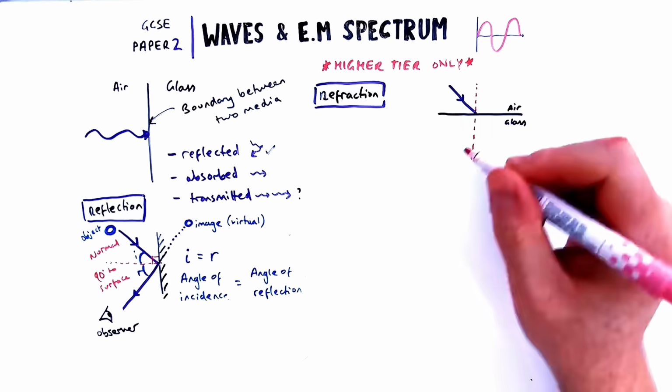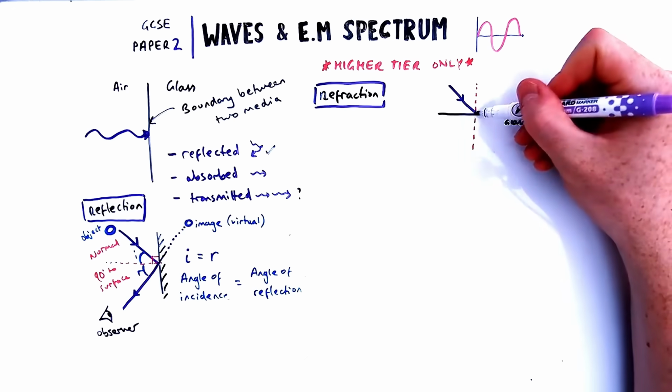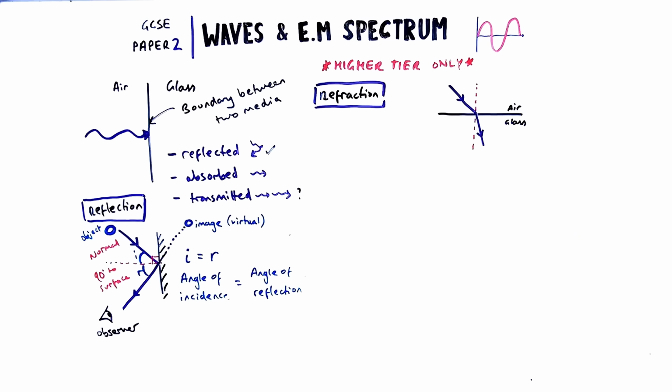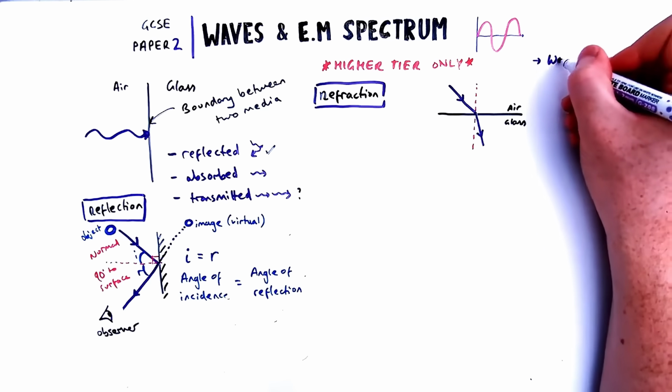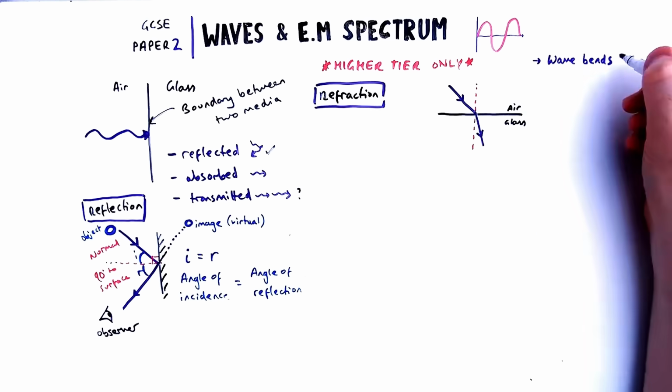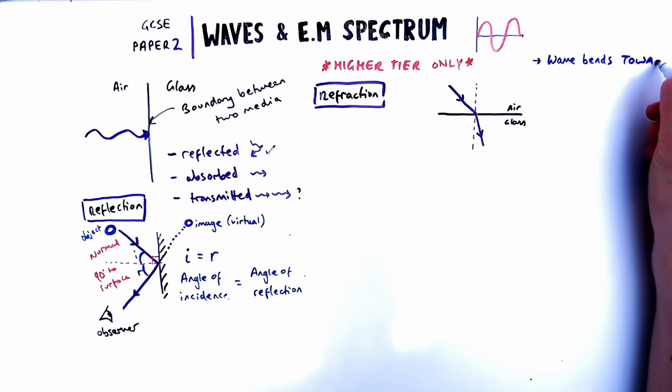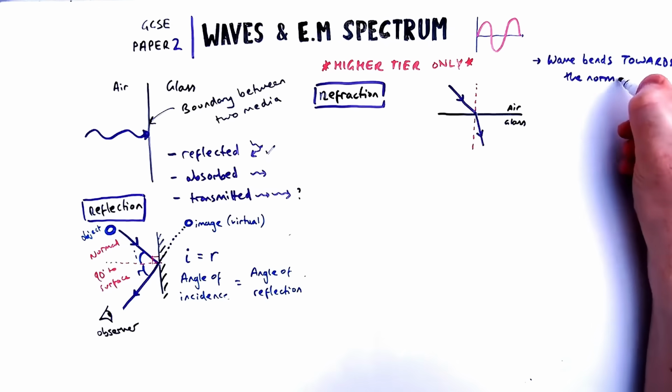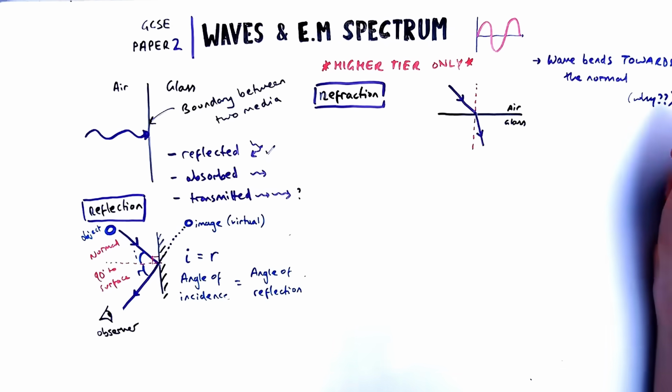So what happens with refraction, let's go from air into glass this time rather than a mirror, is that the ray of light changes direction. Now we can draw the normal on here. This time the normal extends into the glass block, still at 90 degrees, and we can see that actually it bends towards the normal. So why does this happen?